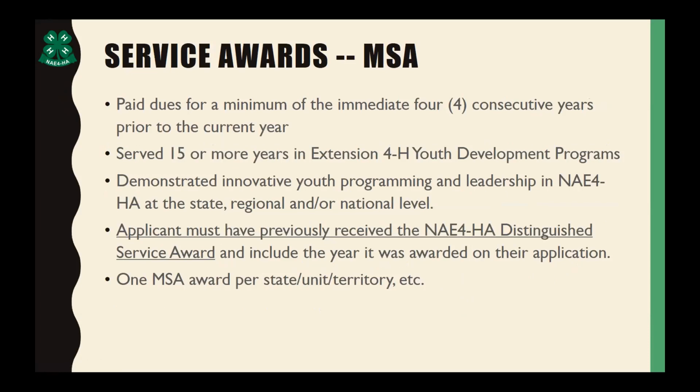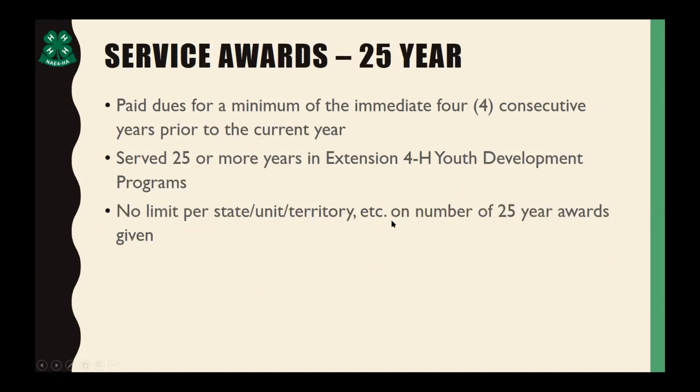Okay, moving on to MSA. This one has a little bit different criteria as far as how many years you must have been a member of the association. This one requires 5 years, 4 consecutive previous years, and then the current year. It also requires 15 or more years of extension 4-H youth development programming. And the MSA is different in that it requires that the honoree have received the Distinguished Service Award in a previous year. So if you have not won Distinguished Service Award, that would be the award you would need to apply for and win before you can receive the MSA award.